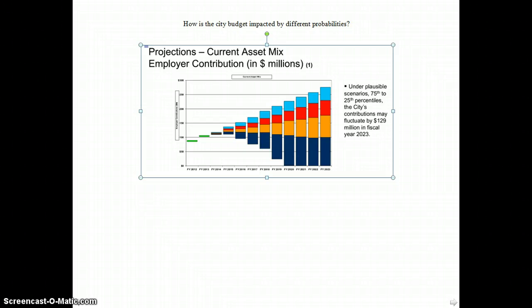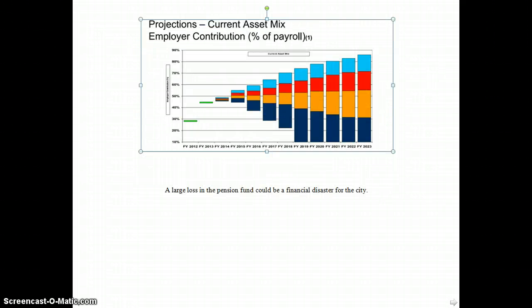One of the problems that you have is if things turn down, you won't meet your requirements, and that's essentially what this shows you. The line between the red box and the yellow box is the 50-50 probability that the outcome would be there. So a large loss, of course, could be, this is a percentage of payroll, contributions percentage of payroll, which everyone contributes to the pension plan, both the employees and the city itself.